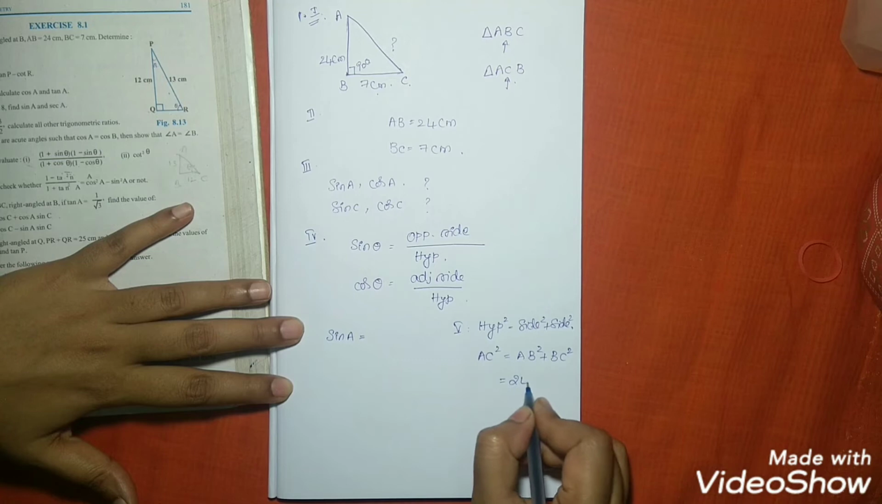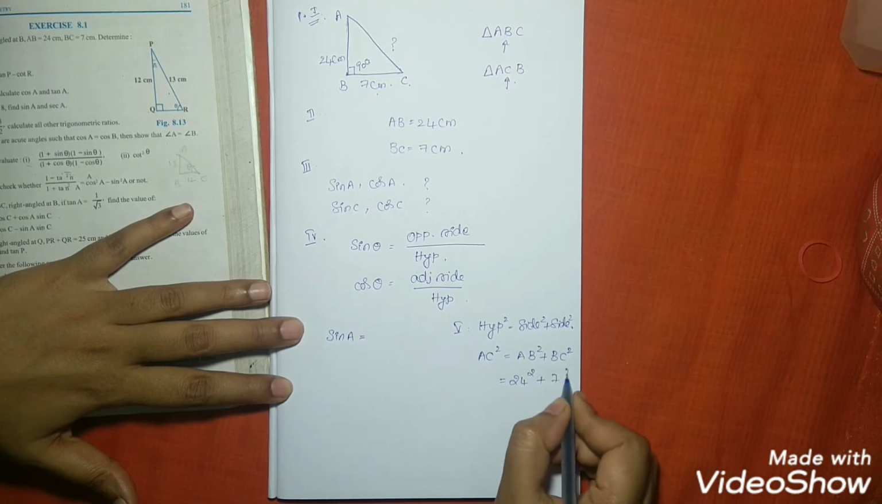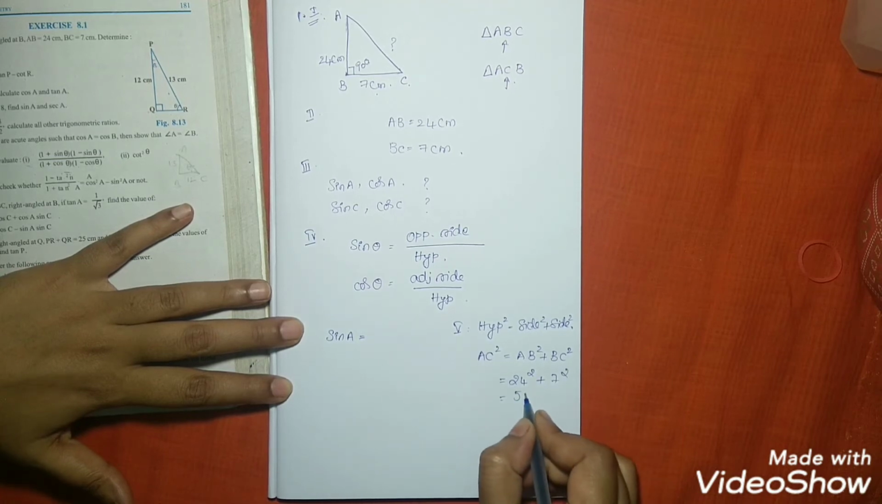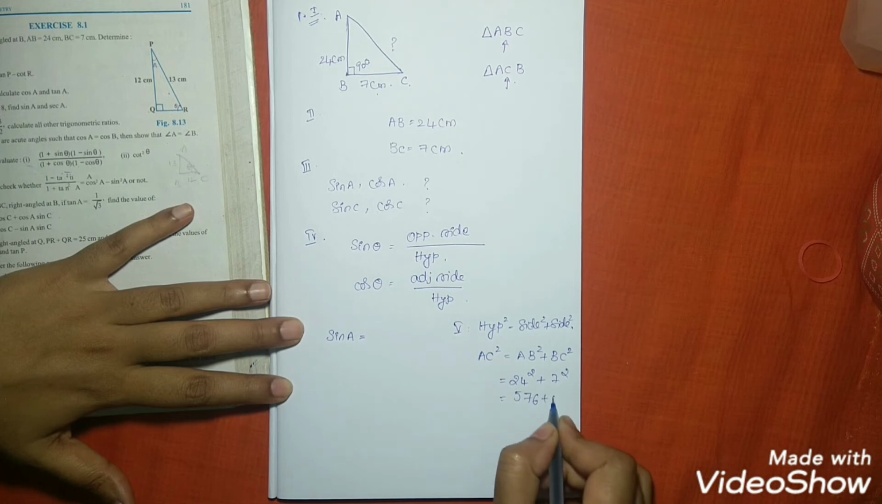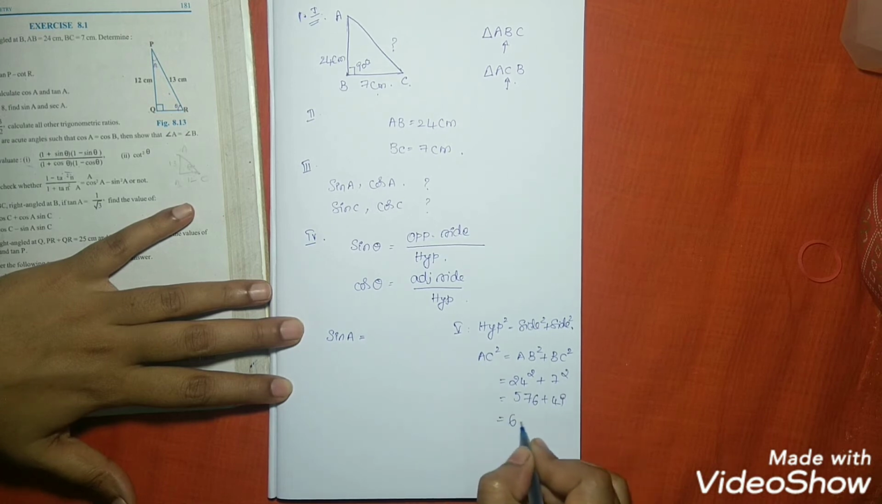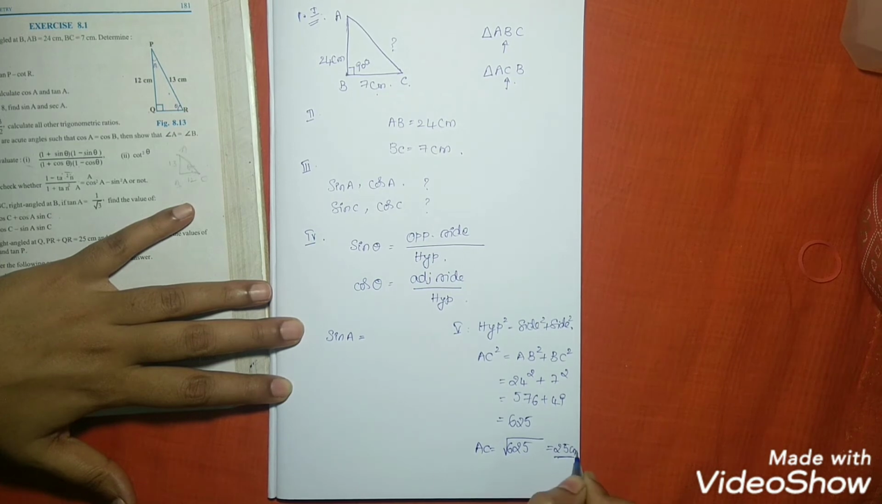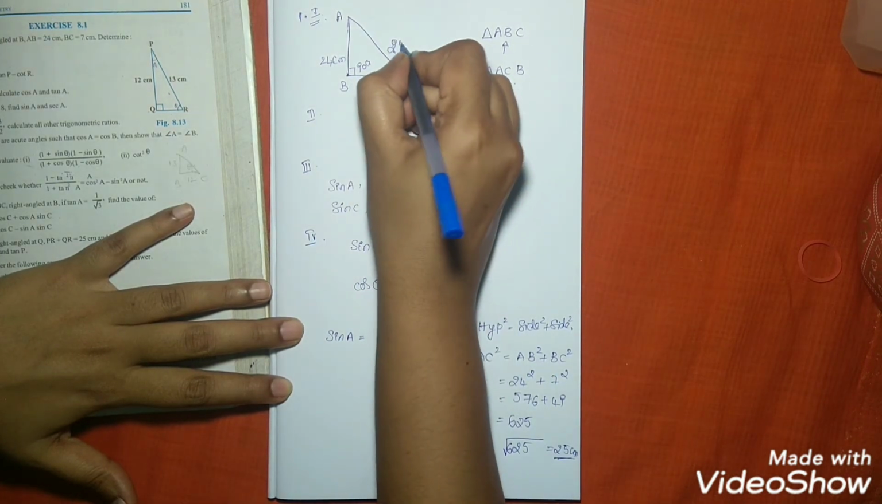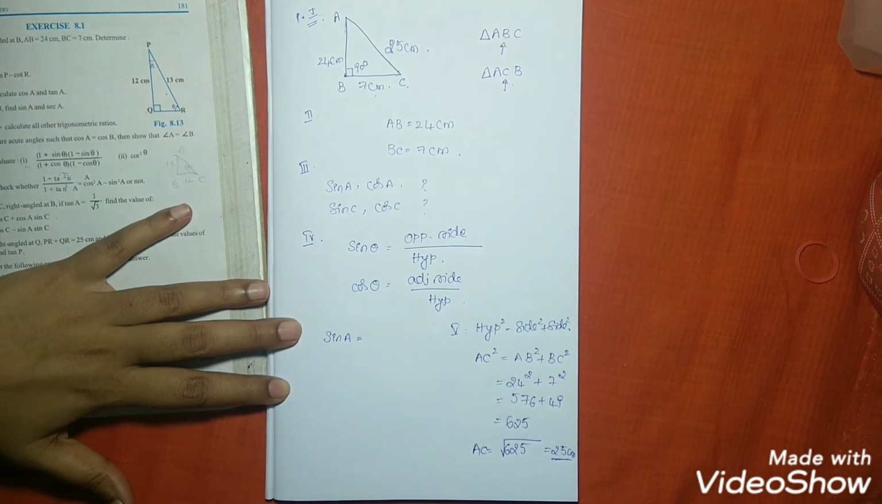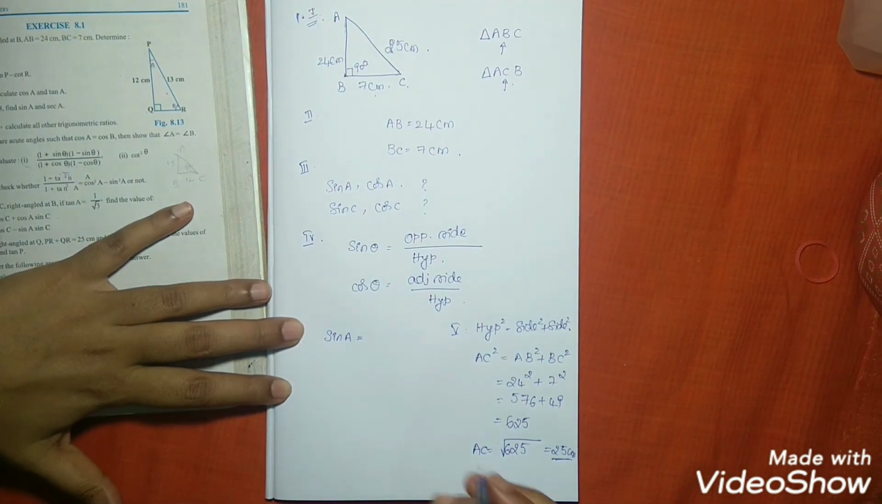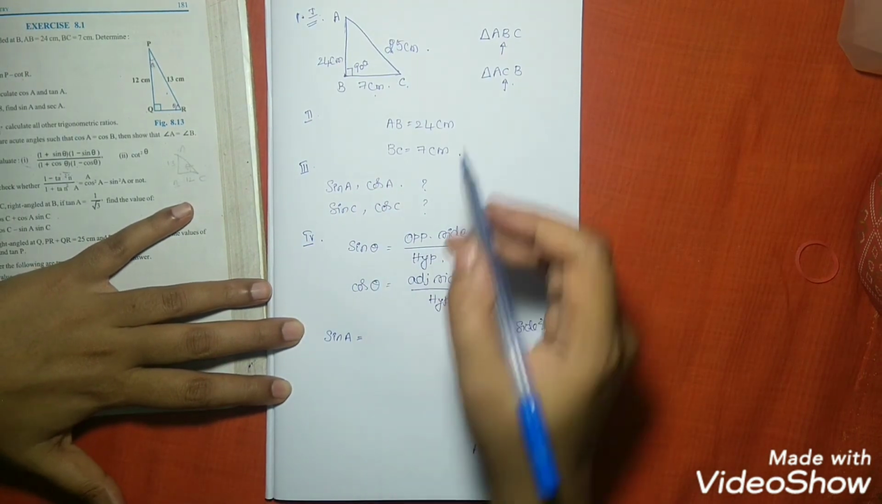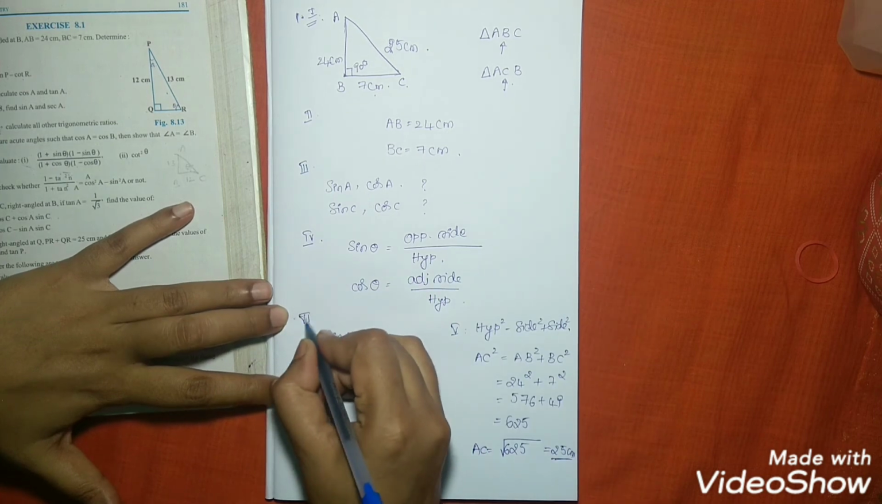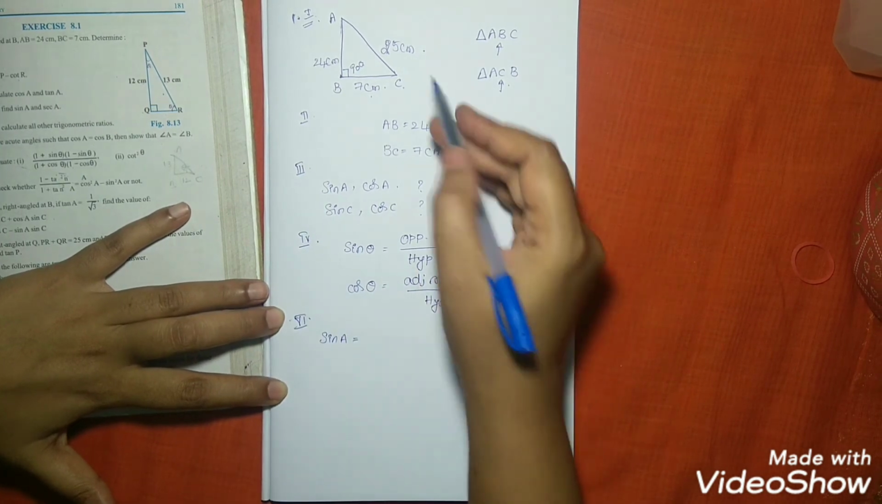Is equal to 24 square plus 7 square, which is nothing but 576 plus 49, which is 625. So AC is equal to square root of 625, which is nothing but 25 centimeter. Mark it on the diagram. Now, sin A, you can easily write it from the picture. This is step 6. You can write it from the picture.